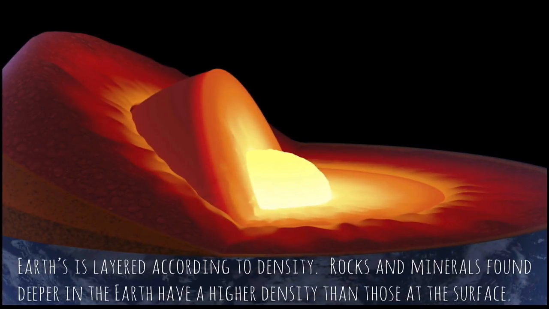And even looking at the Earth, it is a layered object. It has different layers based on its density. The deeper you go, the more dense the material is. And that's really how the Earth formed. The more dense material went towards the center, and the less dense material made up the crust, the outer part.